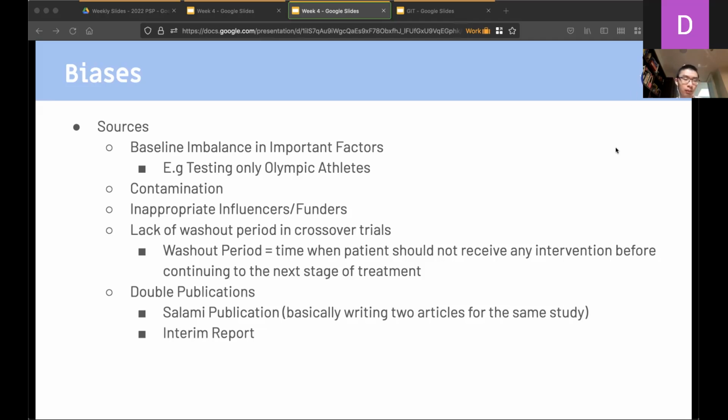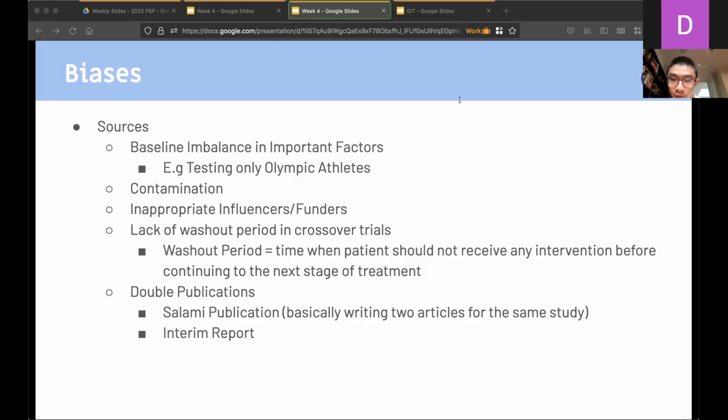And there's also double publications, which is especially relevant in meta-analyses and systematic reviews, because this can lead to overrepresentation of one study. So stuff such as interim reports, which are basically updates on previous reports, and also salami publication, where you've only had one study, but someone wrote two articles for it to butter stuff up.